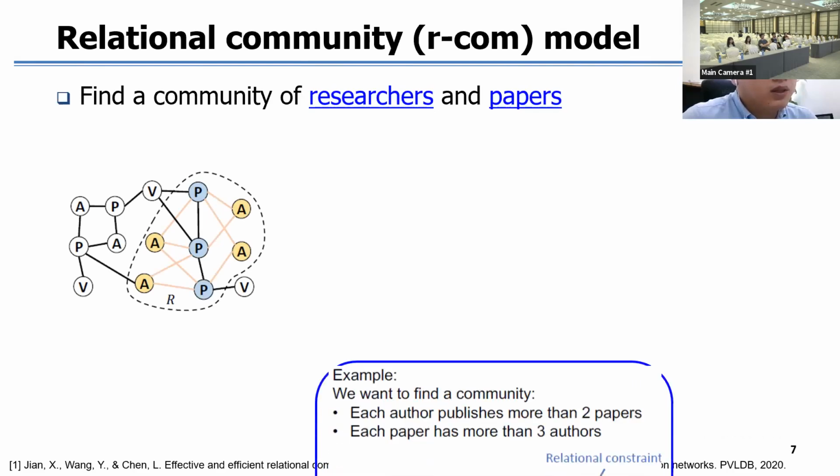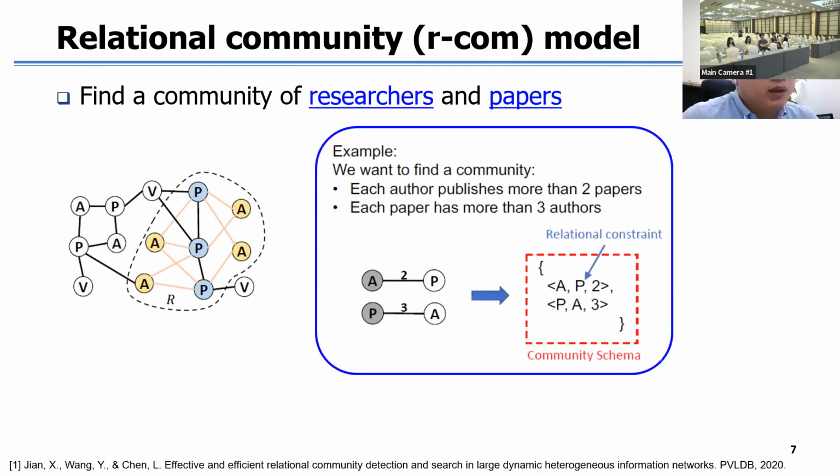To do this, we may need to specify some constraints. For example, each author publishes more than 2 papers. Each paper has more than 3 authors. Such kind of constraints can be modeled as relational constraints. Each relational constraint is a triplet. For example, this is a constraint, which means that each author publishes at least 2 papers. So, to find such a community, we need to specify a list of such constraints, which is also called the community schema.